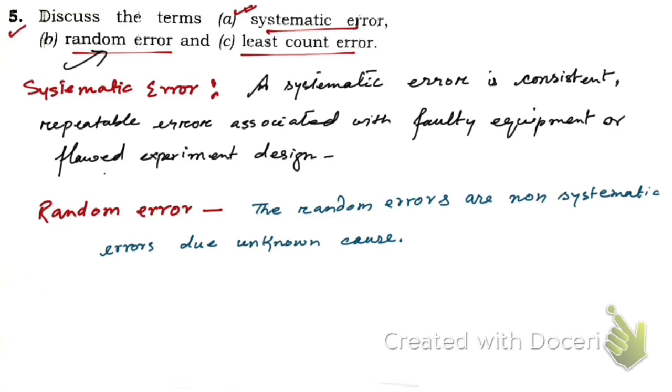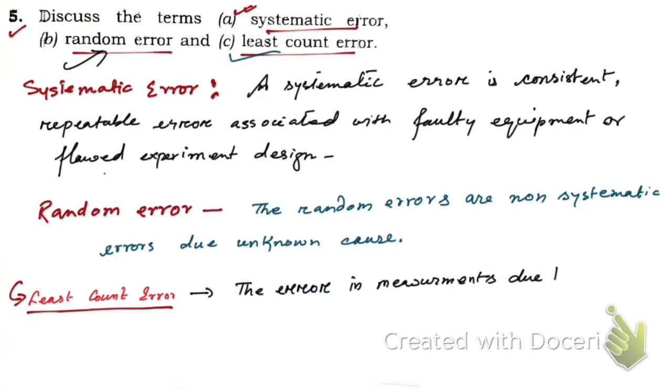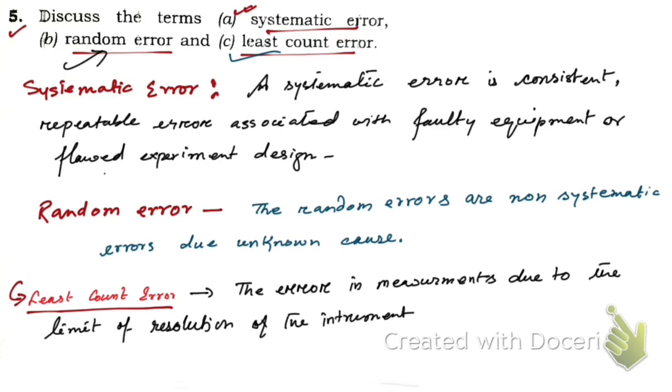Now let us discuss least count error. The error in measurements due to the limit of resolution of the instrument is called the least count error. So hope you have understood this. So now let's move on to the next question.